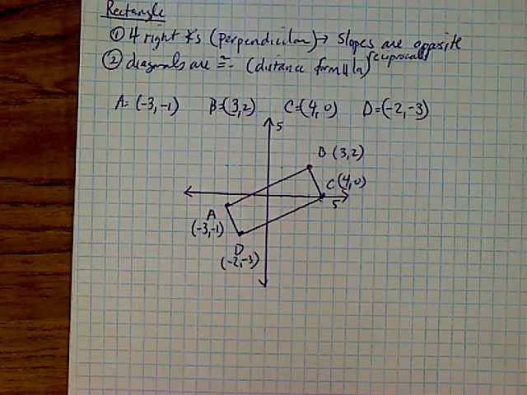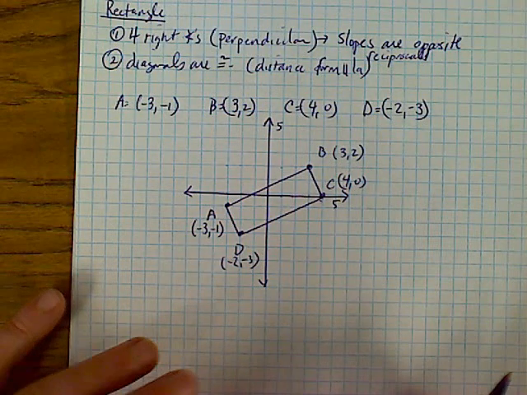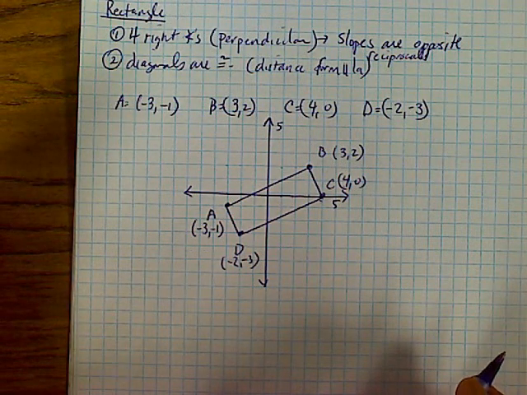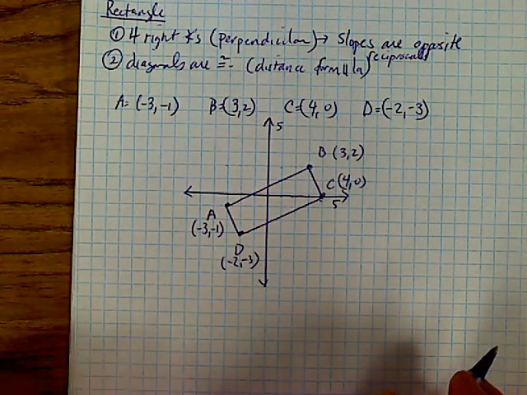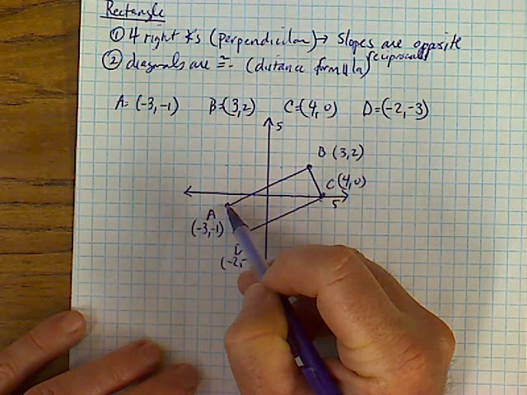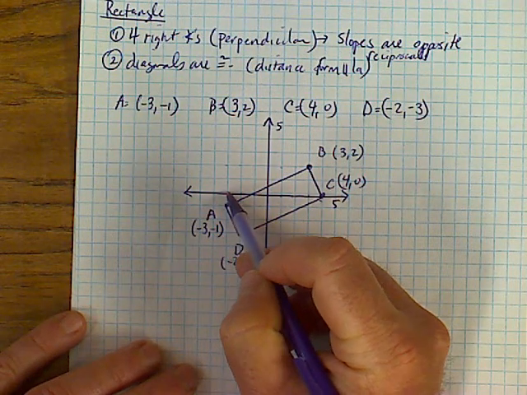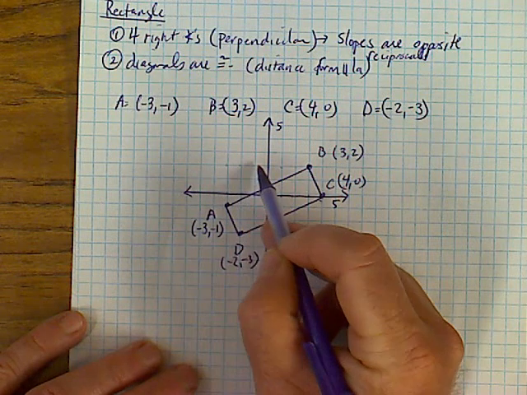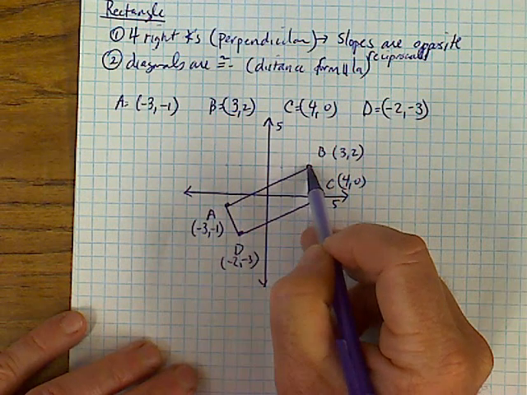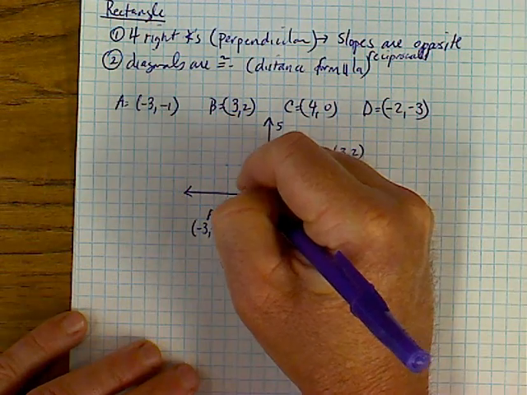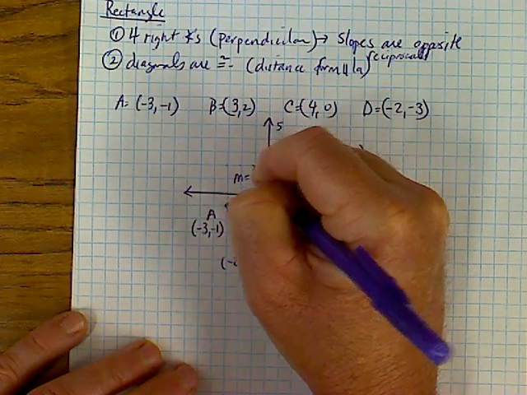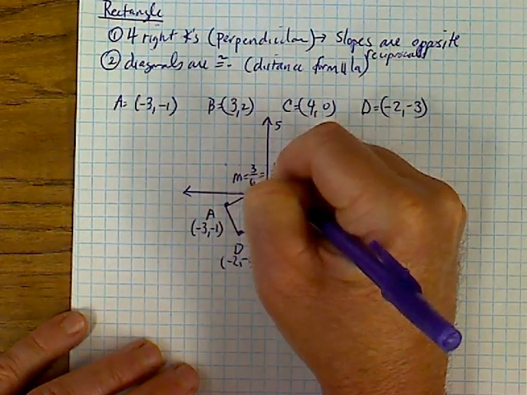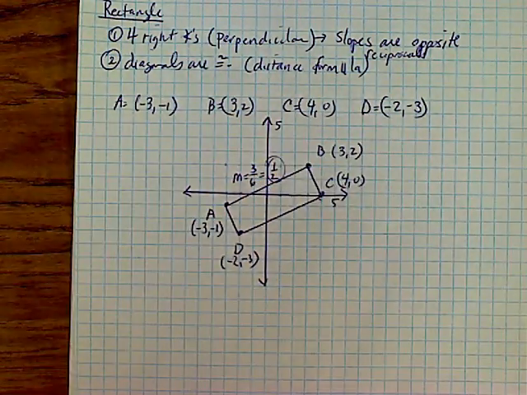Alright, so now let's check and see if this is a rectangle based on having 4 right angles. So what you really want to do is find those slopes and then see if they are opposite reciprocals. Again, the slope of this side was to go up 3 over 6. Rise 3, run 6. The slope of this side is 3/6, which reduces to 1/2. That's the slope of that side.